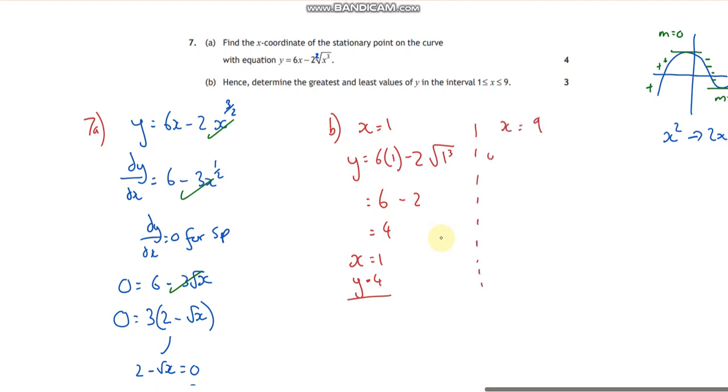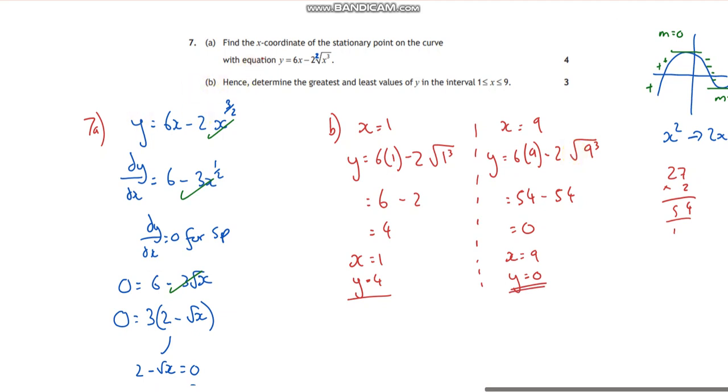So you're doing it for not the highest levels, but the two extremes of your equation. So 6 times 9, take away 2, the square root of 9 cubed. So 6 nines are 54, and I'm going to take away from that the square root of 9 is 3, and 3 cubed is 27. 27 times 2 is going to give me 54. So 54, take away 54, I'm left with 0. So when x is equal to 9, y is equal to 0. So that's my two extreme values.